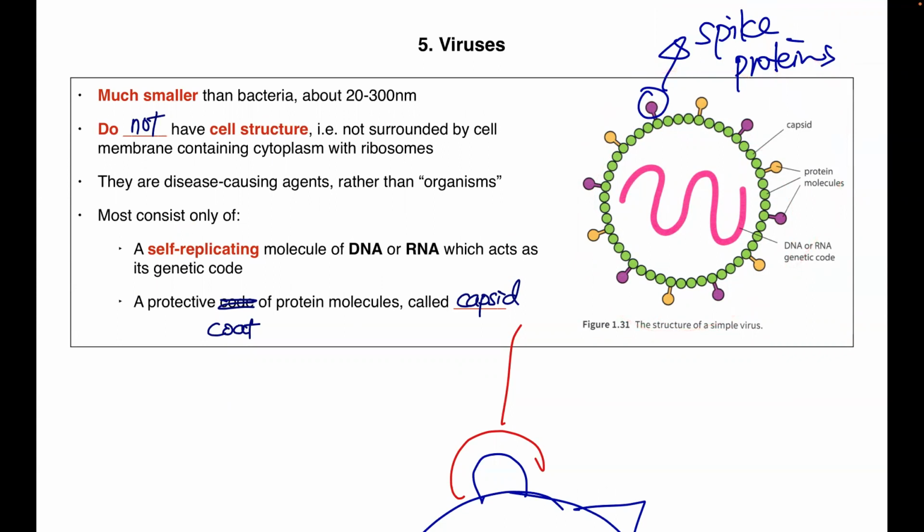Okay, and it also has a protective coat or protein molecule called the capsid. So this is the coat. Okay, so that's it, and I think we'll continue later. I'll see you later at 10.